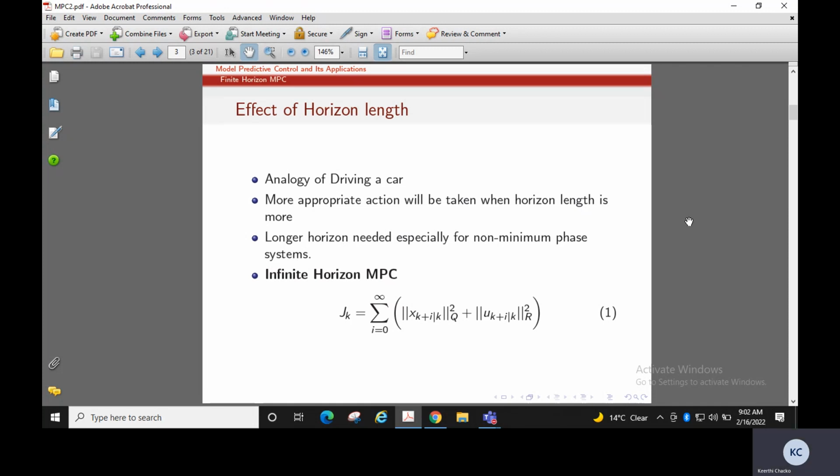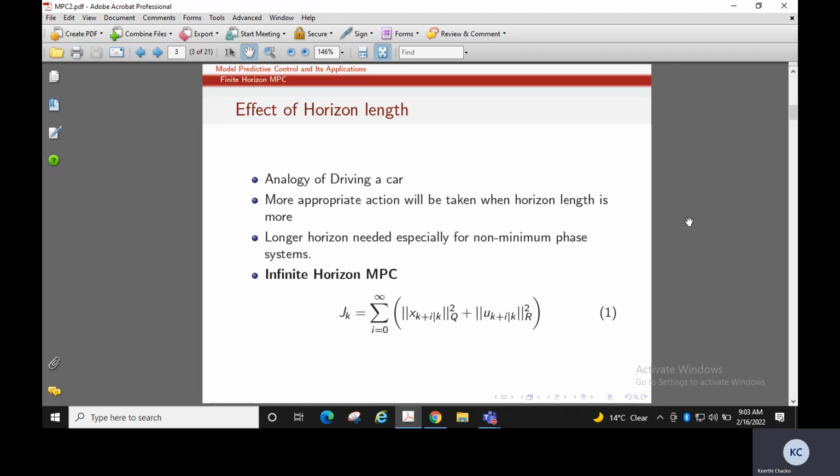So MPC is also like that. As the horizon length gets longer, we can take more appropriate action beforehand if there is any set point change, and we have better control over the system with MPC.